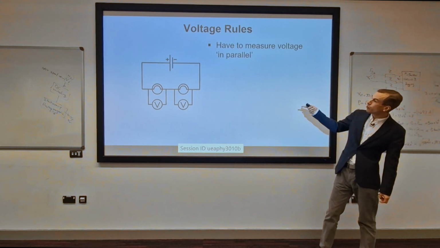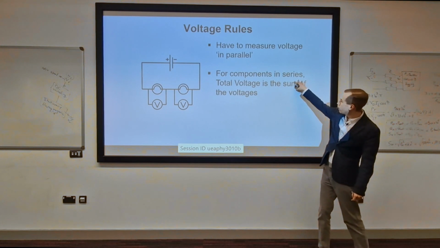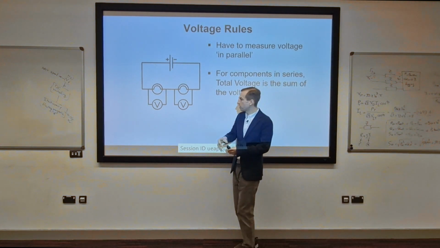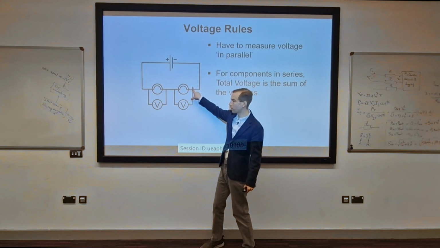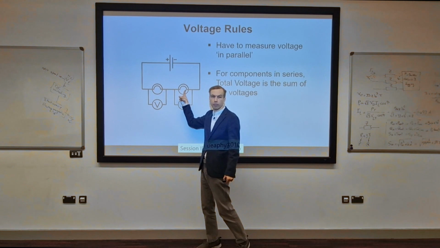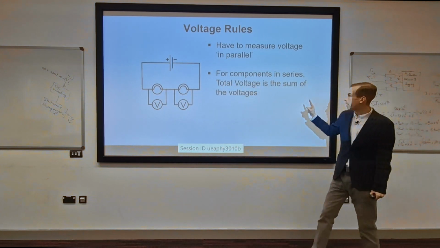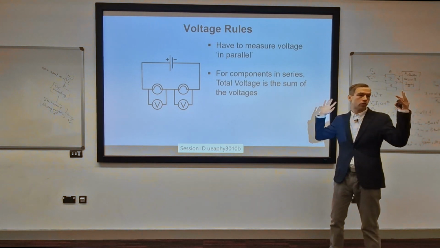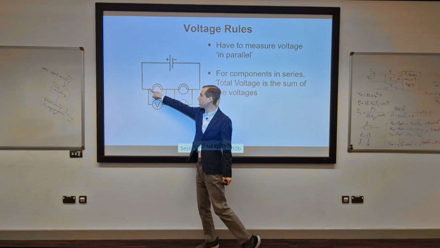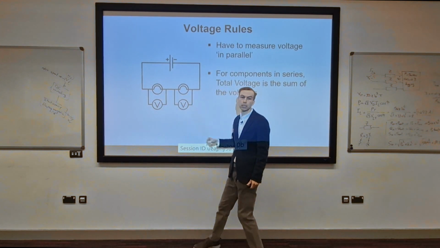So if we're measuring our voltage in parallel, okay, if we have components in series, okay, so just to clarify, we're measuring the voltage in parallel like this, but these two components are in series because they're all on the same line, okay? So if we're thinking about components in series, the total voltage drop across both of them, so the voltage between here and here, it's equal to this voltage plus this voltage, okay?